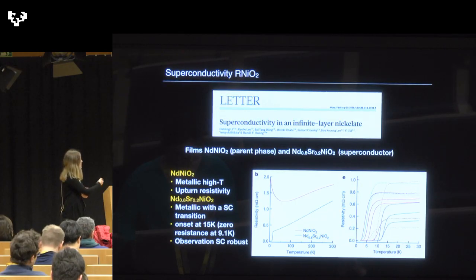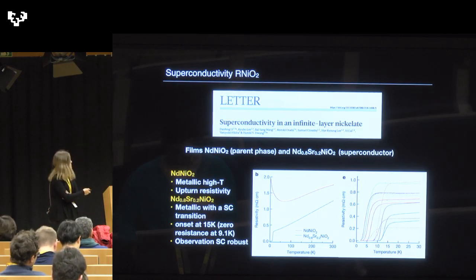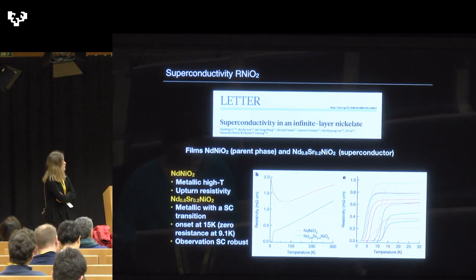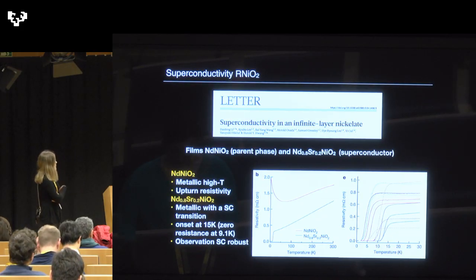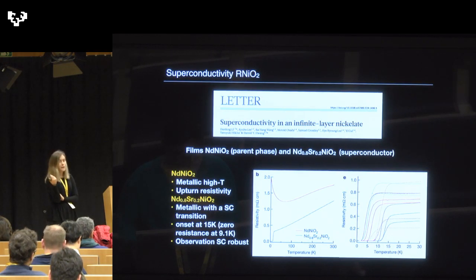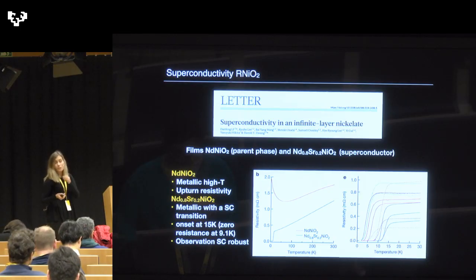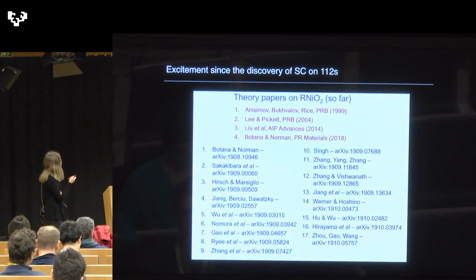What you see on the right are resistivity versus temperature curves of quite a few different samples in a zoomed-in temperature range, and you see that all of them have the resistivity drop. There are some differences between them that they think are actually due to either non-stoichiometries or to the crystallinity of the parent phase. That's why, as I said before, these systems are pretty tricky to synthesize.